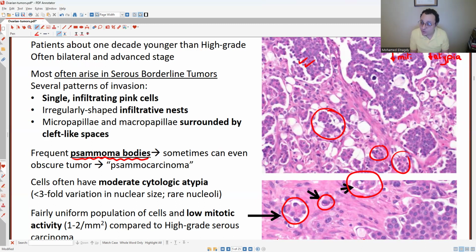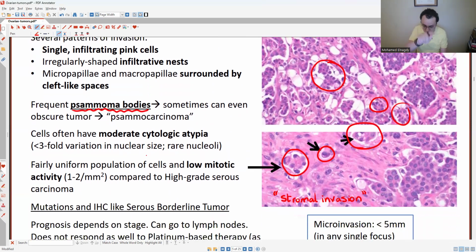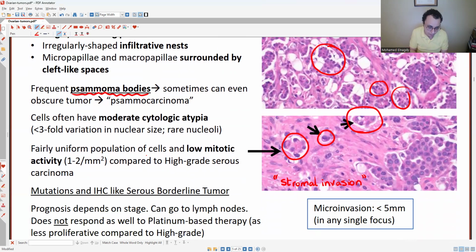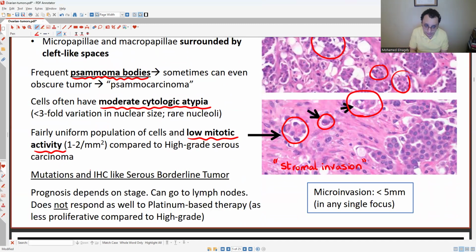You might see some psammoma bodies. Also in meningioma and mesothelioma, you see some psammoma bodies. So this is the only ovarian tumor in which you might see some psammoma bodies, which are these concentric calcification bodies. You might see them there. See, moderate cytological atypia, low mitotic activity. However, there is stromal invasion. It has the exact same mutations as the serous borderline tumor, which are RAS, BRAF, KRAS. Just remember these.